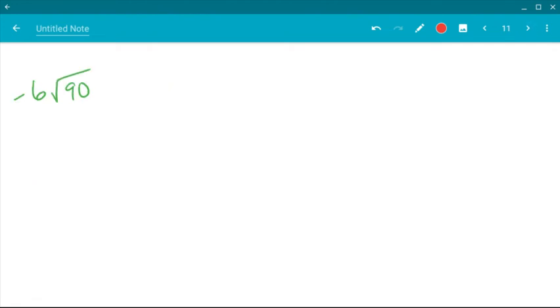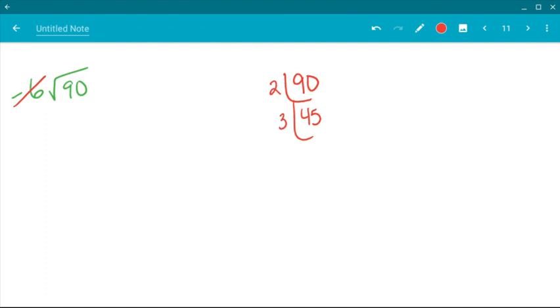When you have a number outside of the radical, we are going to ignore that number until the very end, where then we're going to multiply our answer by it. So ignore the negative 6 for right now. Let's focus on 90. Smallest prime number is 2. Smallest prime number, again, I would choose 3, but you might choose 5. That's okay. 3 goes in 15 times. 3 goes in 5 times. You're going to get the same answer regardless.